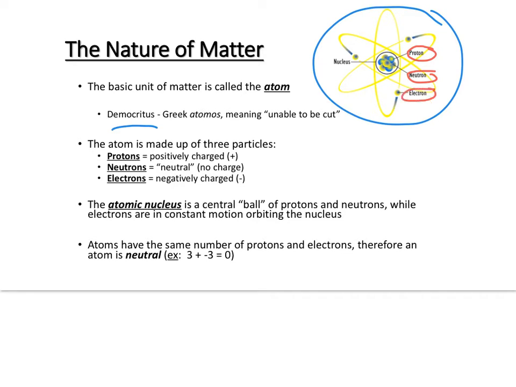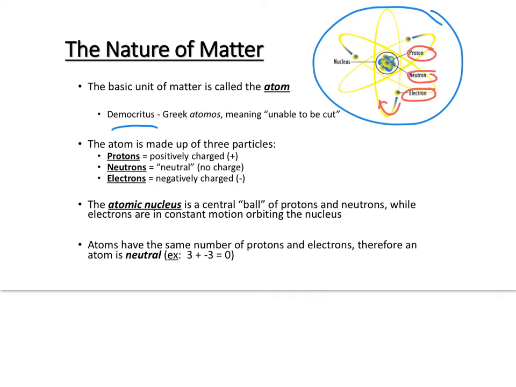And electrons are unique in that they orbit the nucleus. So they kind of fly around the outside of this nucleus. And electrons carry a negative charge. So you've got an atomic nucleus, a central ball of protons and neutrons, and this electron cloud that orbits it.